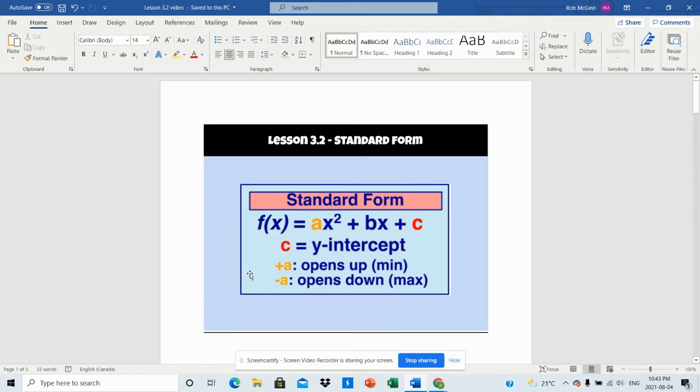Another thing that we can see here is in front of the x squared is a, and if a is positive, our parabola opens up, which means it looks like a big U. If a is negative, our parabola opens down, and so it's going to look like an upside down U. When a is positive and it opens up, our vertex is going to be a minimum point. And when a is negative, our parabola opens down, our vertex is going to be our maximum point. So let's take a look at this here.